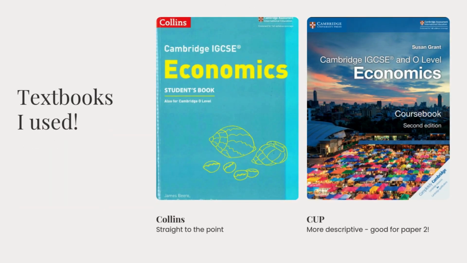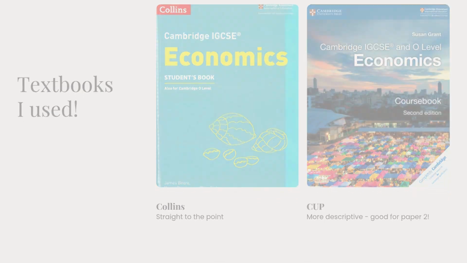So when I read textbooks, the textbooks that I have used are the Collins textbook and the CUP textbook. Usually our school has provided the CUP textbook, but I've seen an online copy of the Collins textbook as well. Basically, the Collins textbook is straight to the point if you want some revision right before the exam. And CUP helps you understand concepts if they're a bit difficult. And CUP can also help you in being able to write answers because it's mostly paragraphs instead of just bullets or tables.